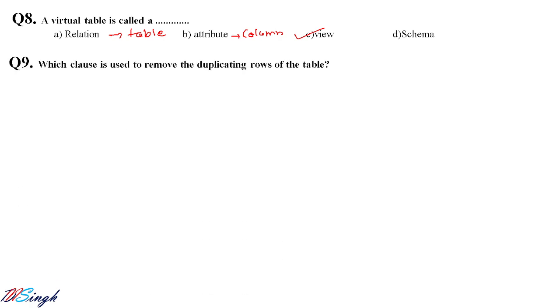Schema. Next, which clause is used to remove the duplicate rows of a table? So there you have this particular clause, distinct clause, that is going to remove duplicate rows from the table.